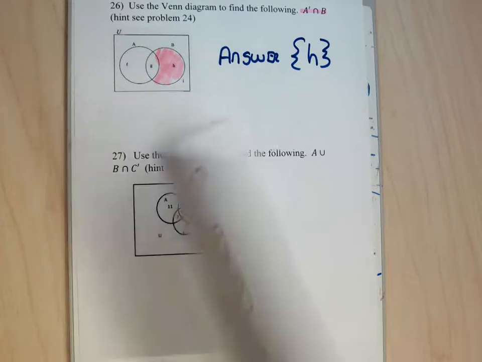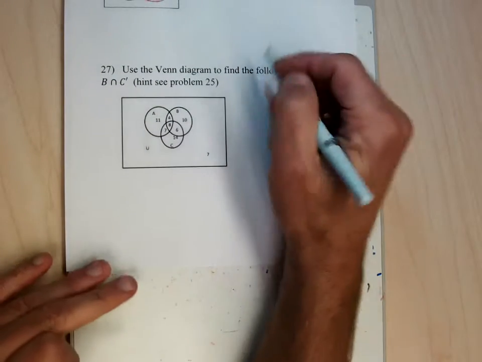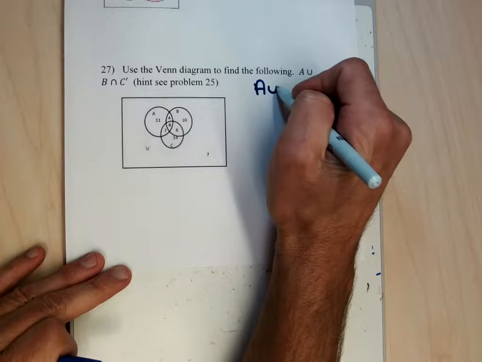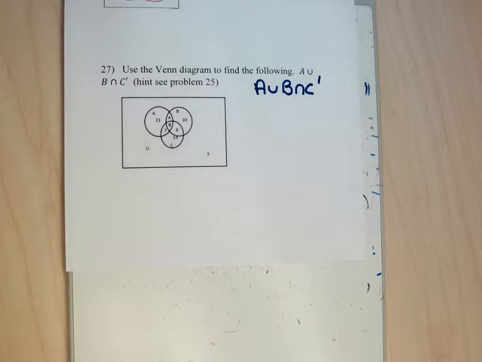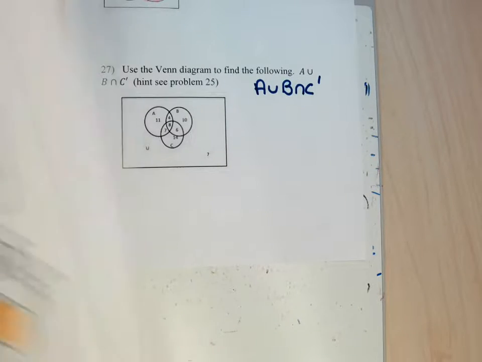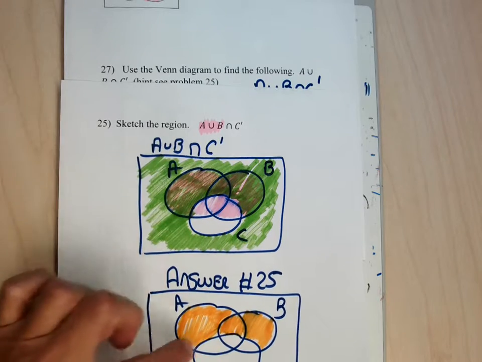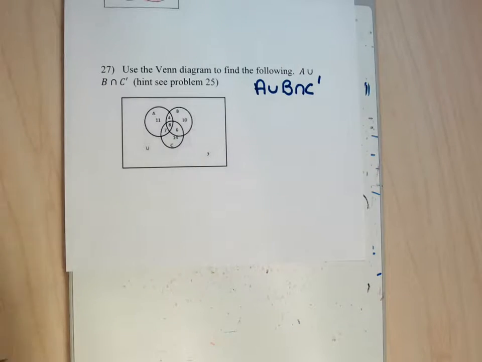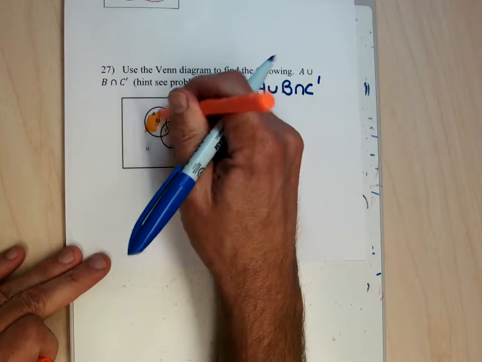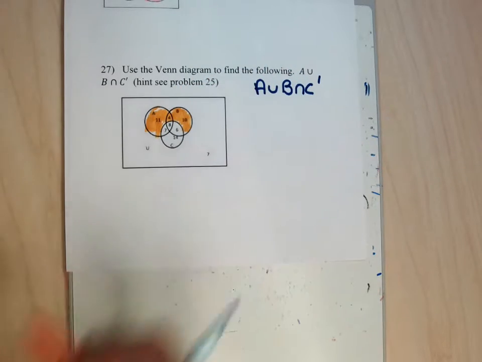When I go to do problem 27, I'm asked to find, for this particular Venn diagram, the elements in the region defined by A union B intersection C complement. And again, if you look at the work that we did for problem 25, we know the regions that are blocked out by A union B intersection C complement. I'm going to transfer these three regions to this graph, and my answer for problem 27 is just going to be the elements that are in those regions.